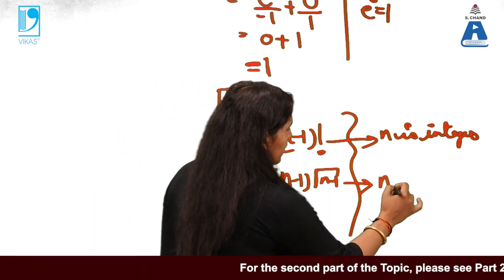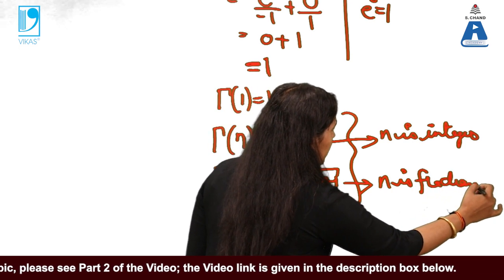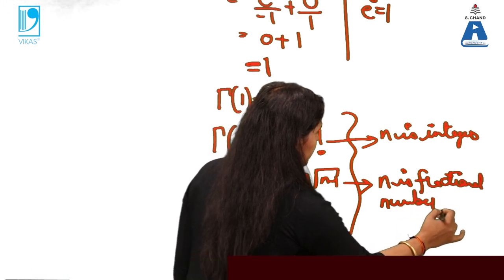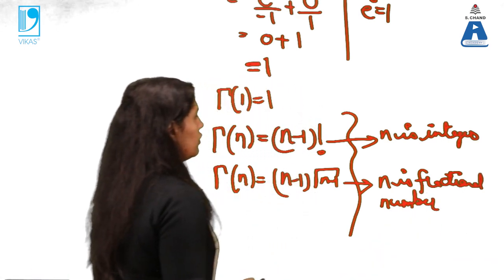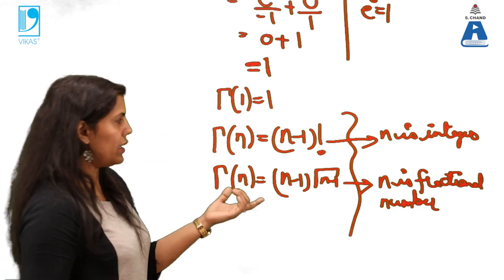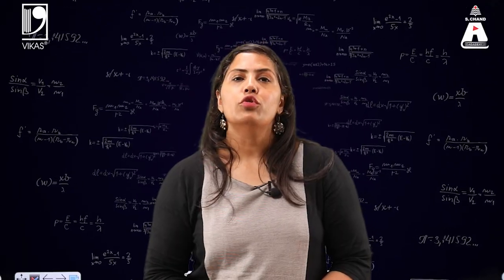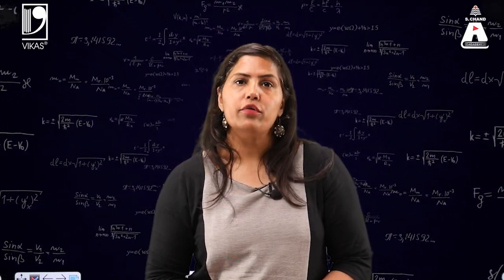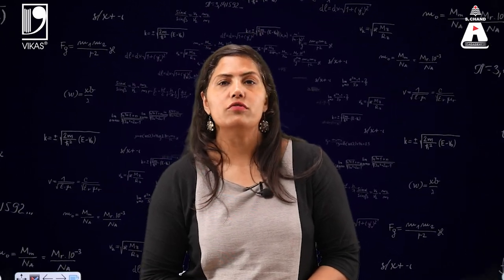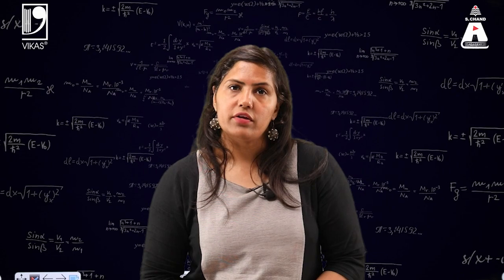The other formula you use when n is a fractional number, or you can say when n is in fraction. So different formulas are applied for different values. This is the end of this part, and in this part we have learned the beta and gamma functions, how they are defined, and what their values and properties are.